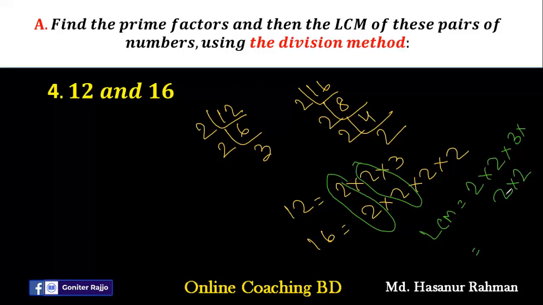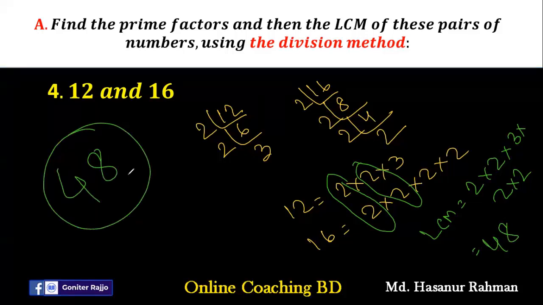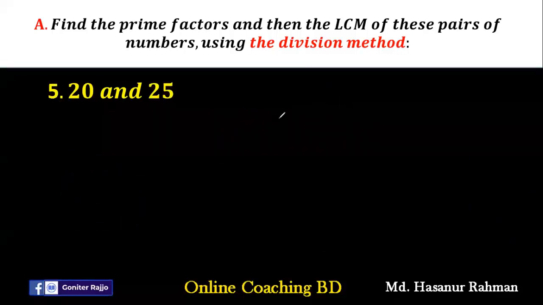2 4s are 8, 8 2s are 16, 16 3s are 48. So we can say 48 will be our LCM. And we can divide 48 by 12. We can divide 48 by 16. Now 20 and 25. So how can we solve it?